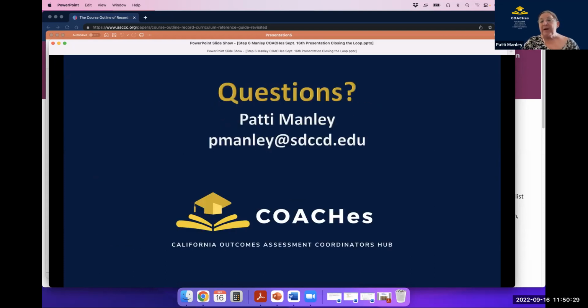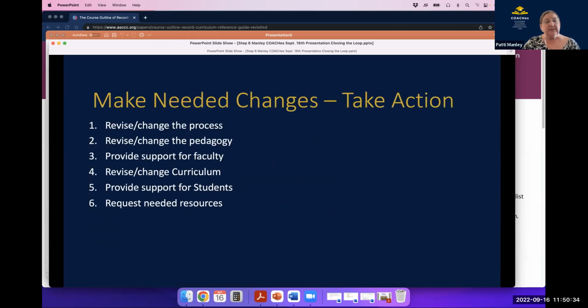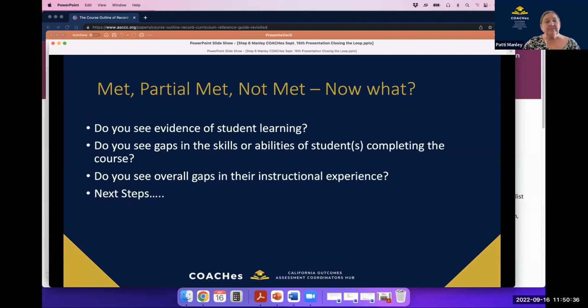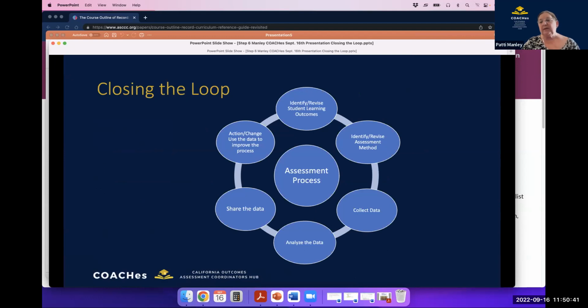So I've covered a lot of information. I know I went a little quickly. I can go back a little bit and talk about what you do. Just don't be stagnant. Work on closing that loop. Take some actions, make some change, improve the process, because your overall intent is to improve student learning and not just let that data sit on your data management system in a folder on your department chair's desk, but to actually do something with it once you have it. That's it.